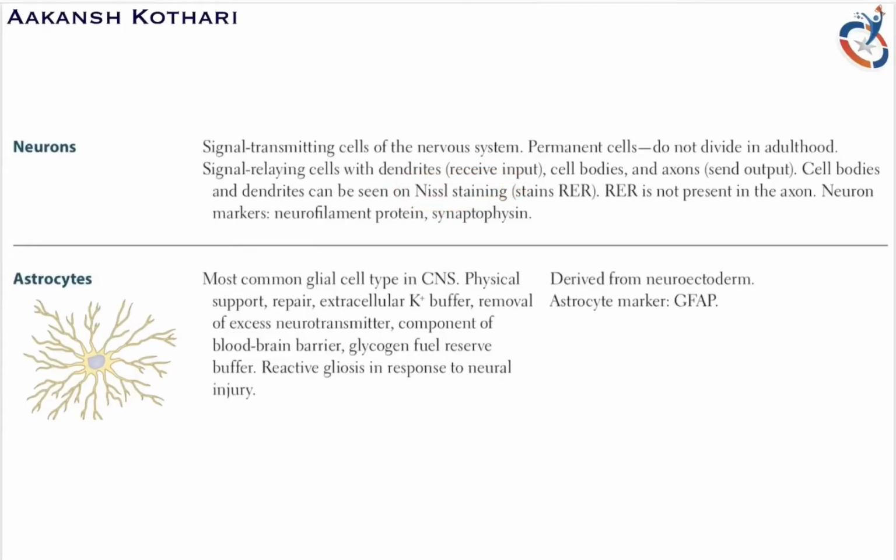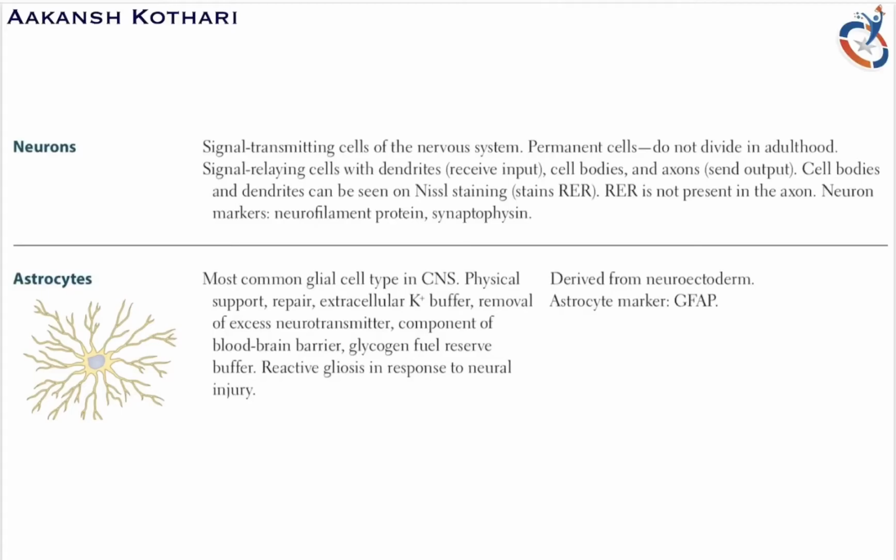Now, the neuron markers include neurofilament protein and synaptophysin. Okay, so these are the two important neuron markers. Now, talking about the other type of cell, that is astrocytes.